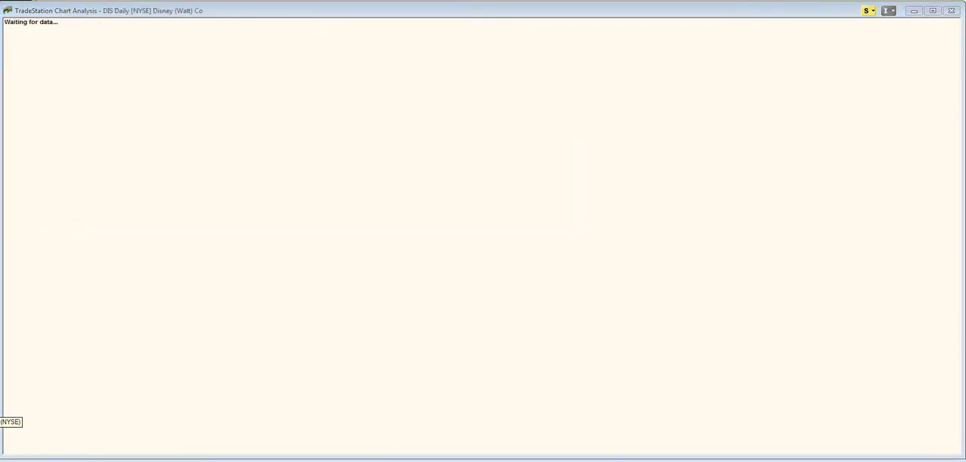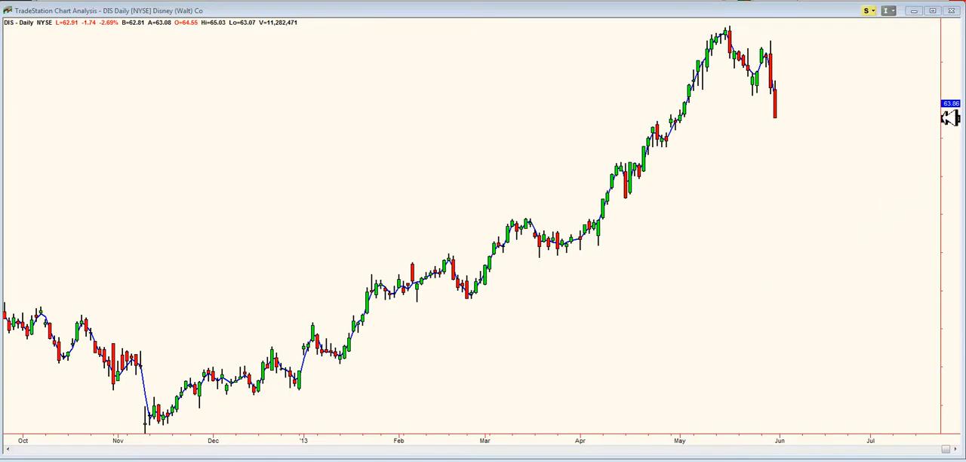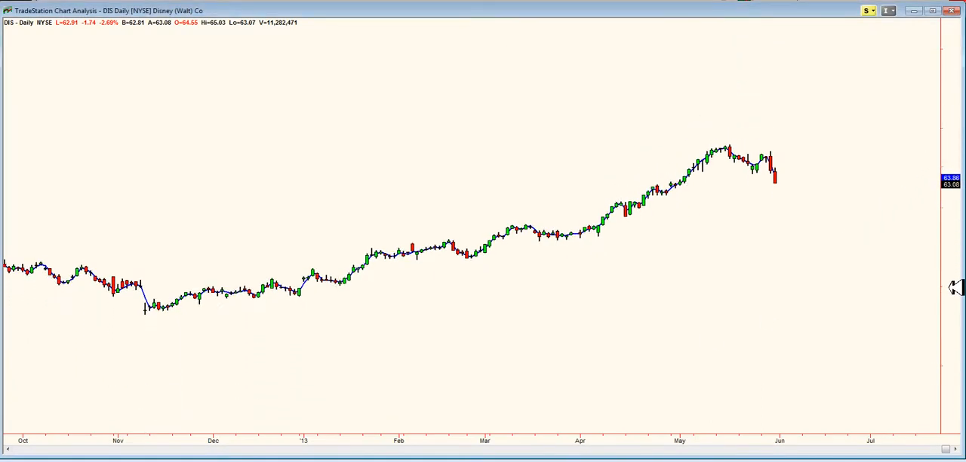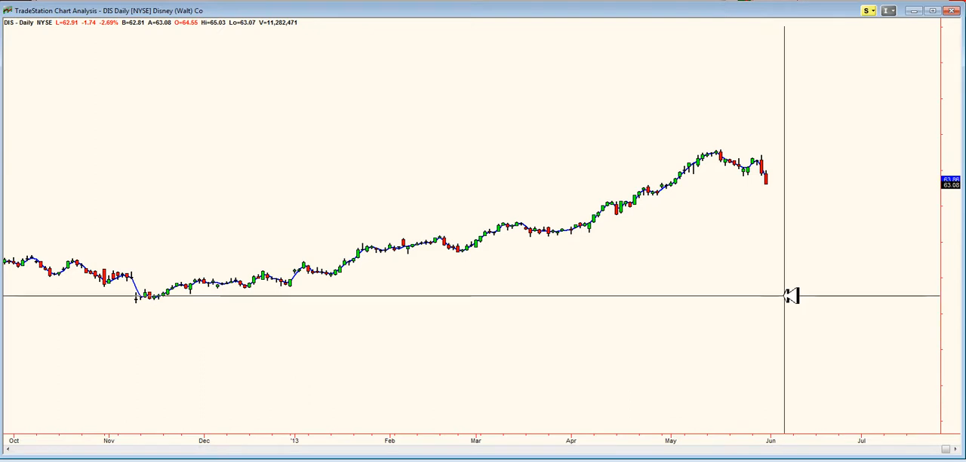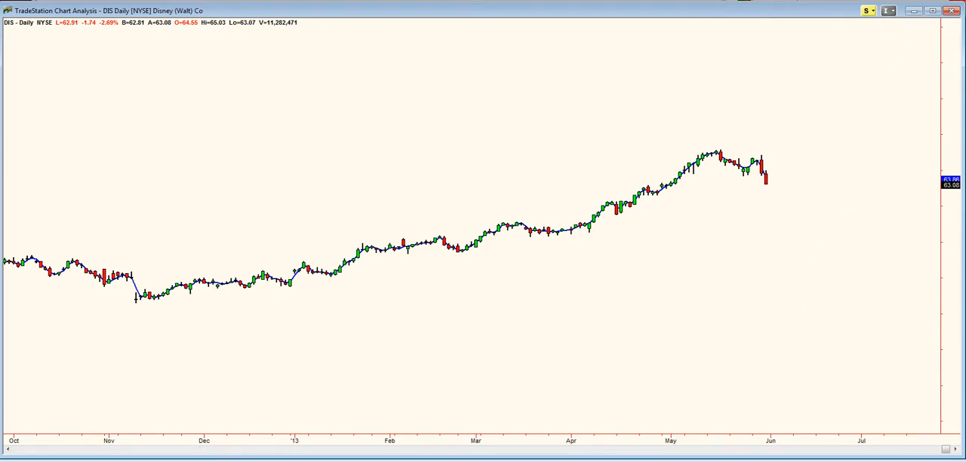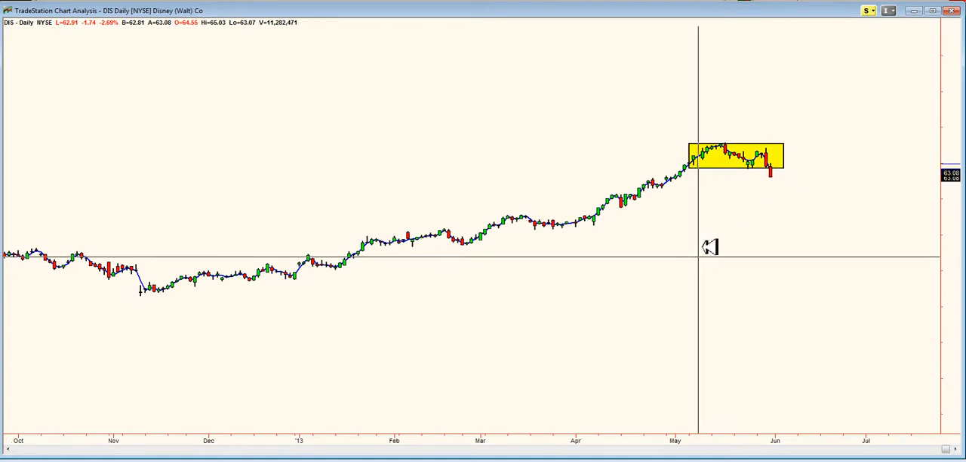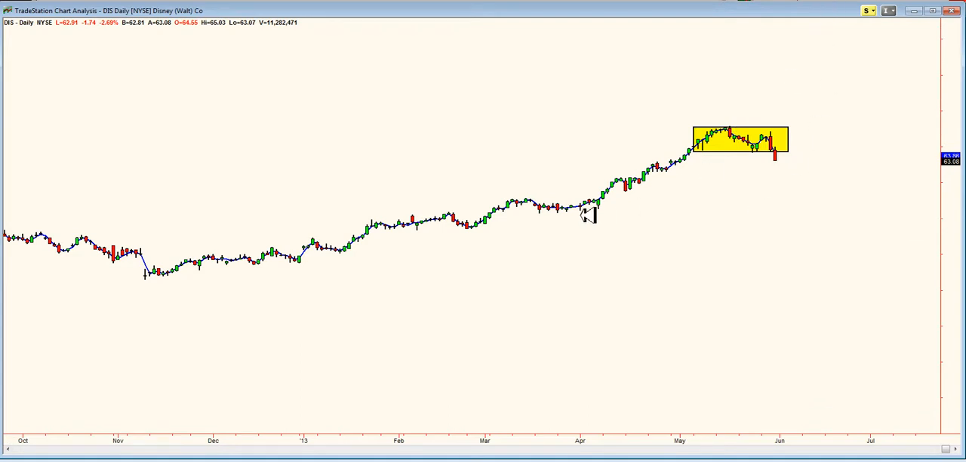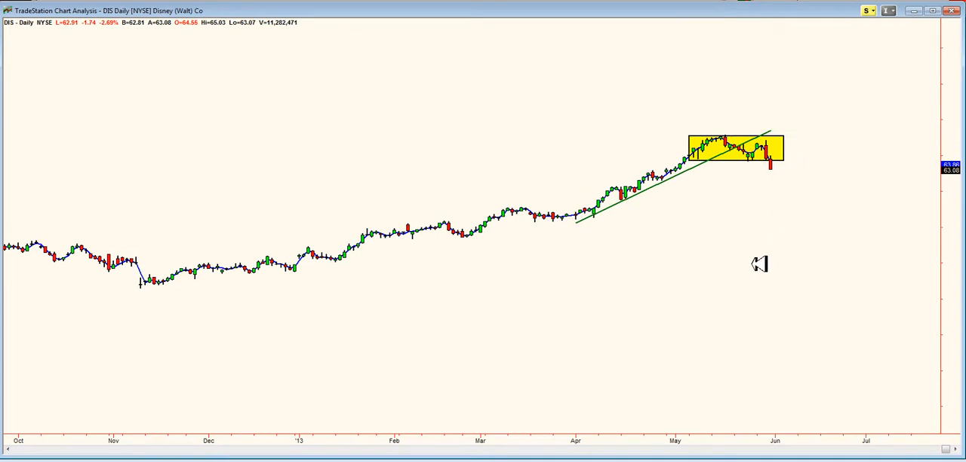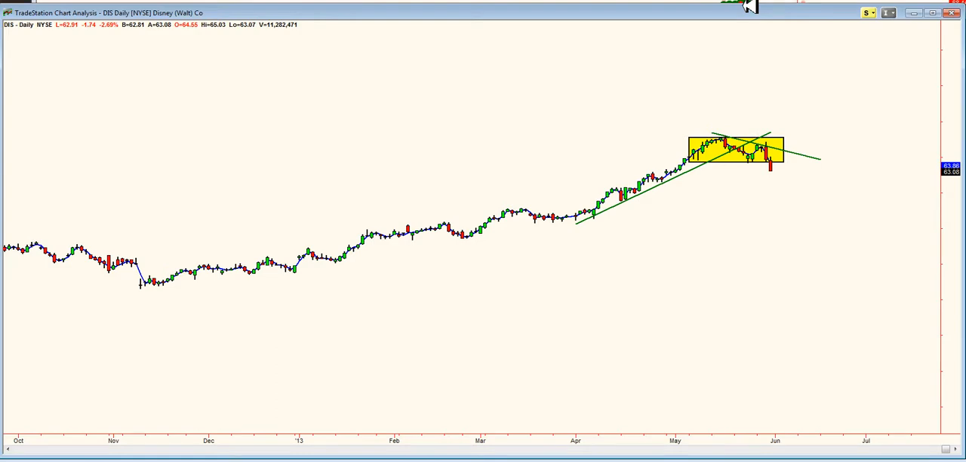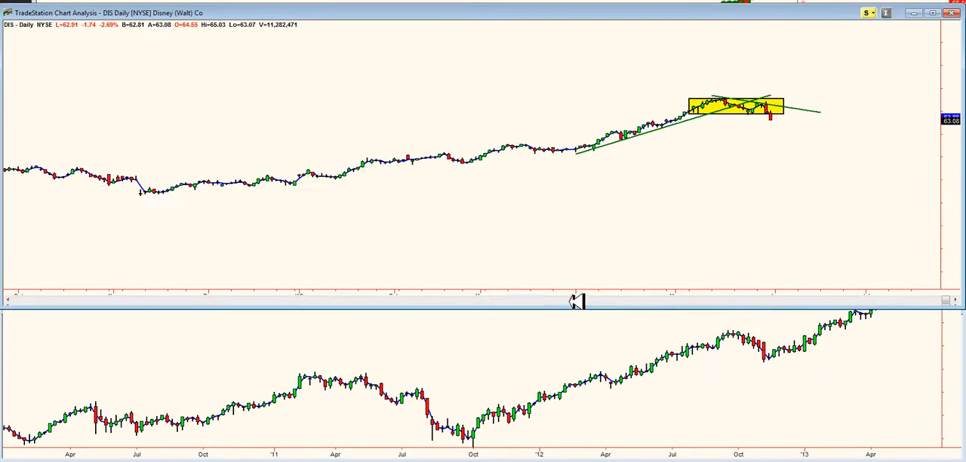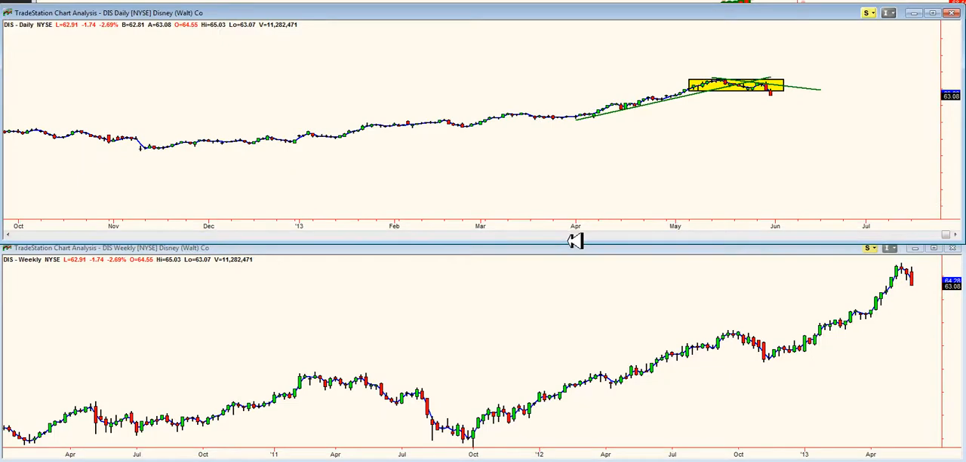How about Disney? What's Disney doing? Resistance. And look at your support points here. What's it doing? Uptrend line has been broken. Draw your trend line. Lower high now. Take a look at your weekly. Weekly's reversing.